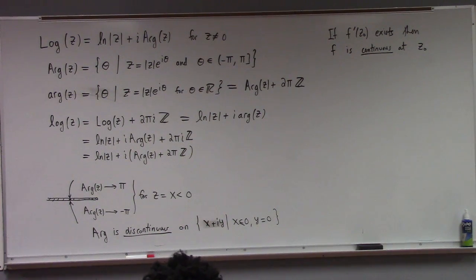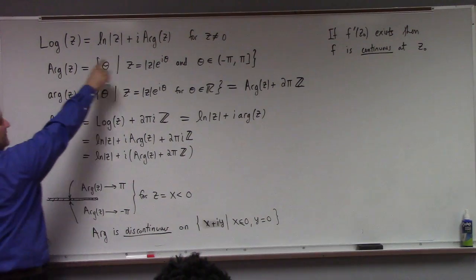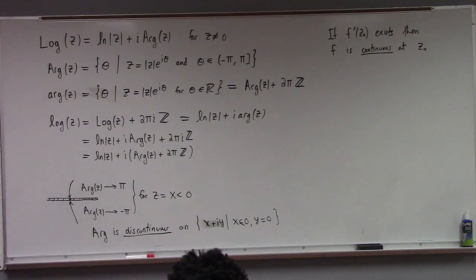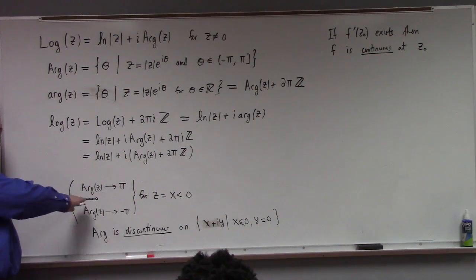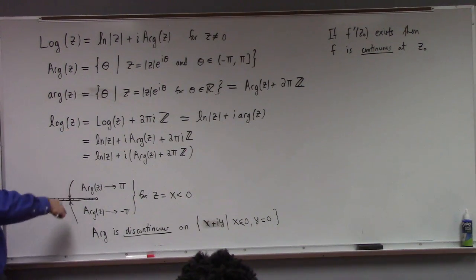So while the logarithm is defined for all non-zero complex numbers, we can't say that it's complex differentiable for all non-zero complex numbers, because it can't be complex differentiable on the negative real axis, because if it was, that would imply it's continuous, but it's not.